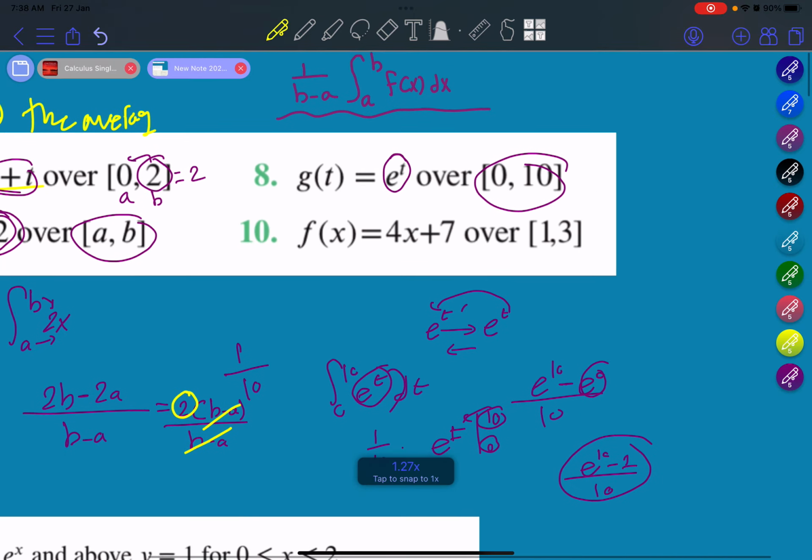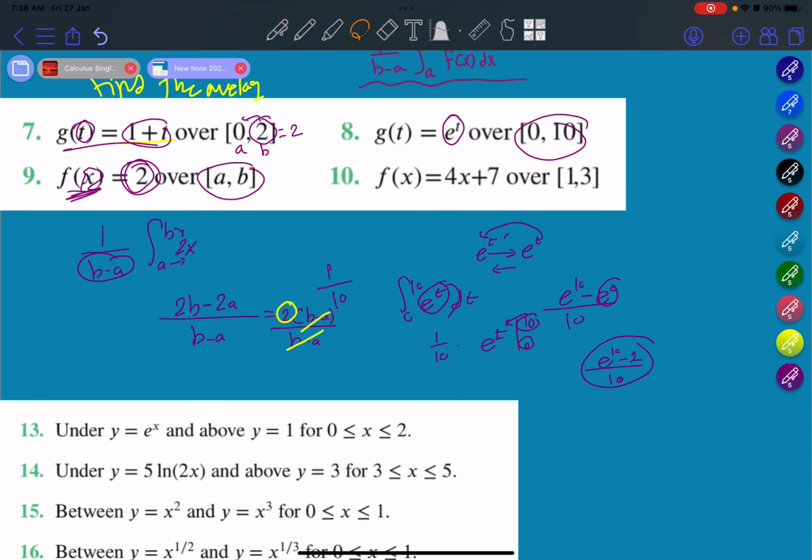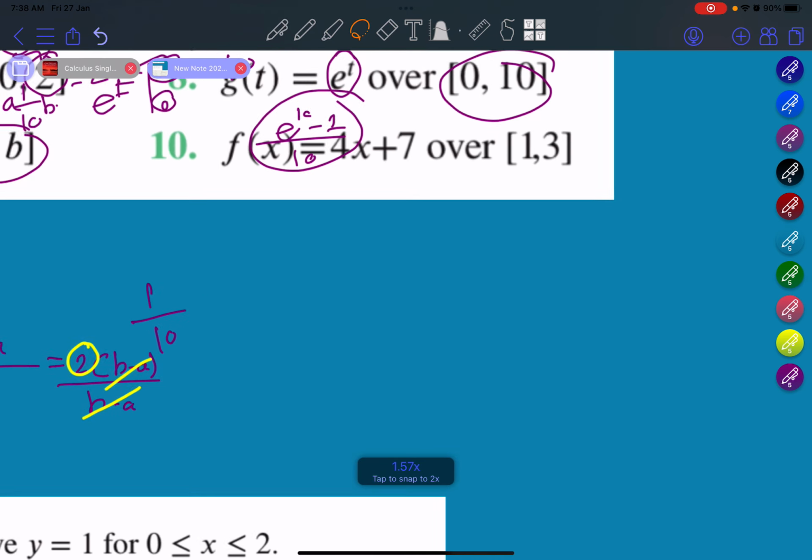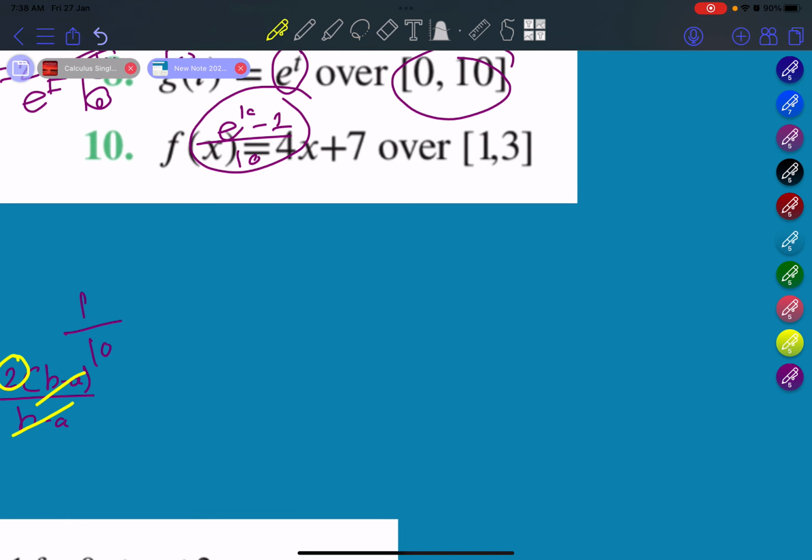Moving on to our last question, which is, let me just move this somewhere around here. 4x plus 7 over the interval 1 to 3. So again, we'll write 1 over b minus a, which is 3 minus 1, so that will be 2. Integral notation 1 to 3. And let's write our function, which is 4x plus 7. Again, I forgot to write dx.